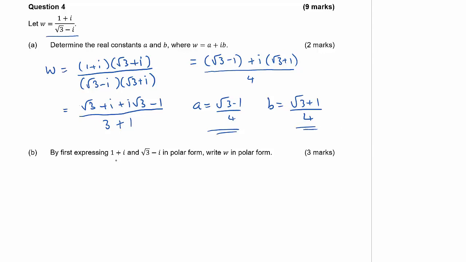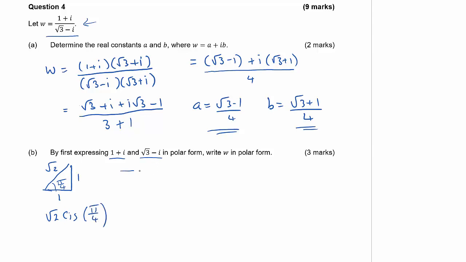Okay, so now we want to write 1 plus i and root 3 minus i, which are the two parts of w, in polar form. So 1 plus i goes like this, 1 and 1. So that would be root 2, just using Pythagoras, and clearly that's pi by 4. So that is going to be root 2 cis pi by 4.